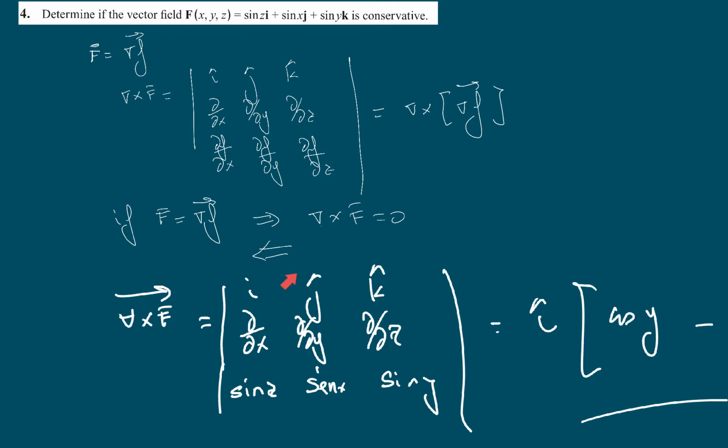With the j component, I could calculate the k component of the curl, but there's no need. We know that it's not conservative. What it means is that there doesn't exist a function f whose gradient is the vector field. You cannot find a function f whose gradient is the vector field. Let's go to the next problem.